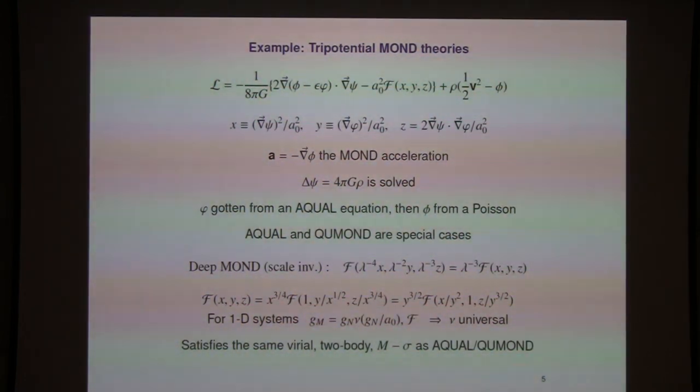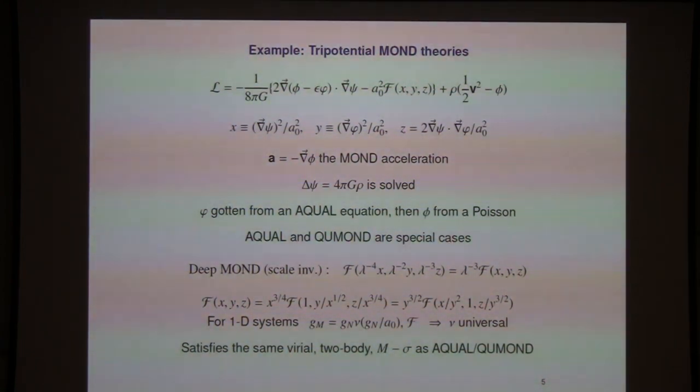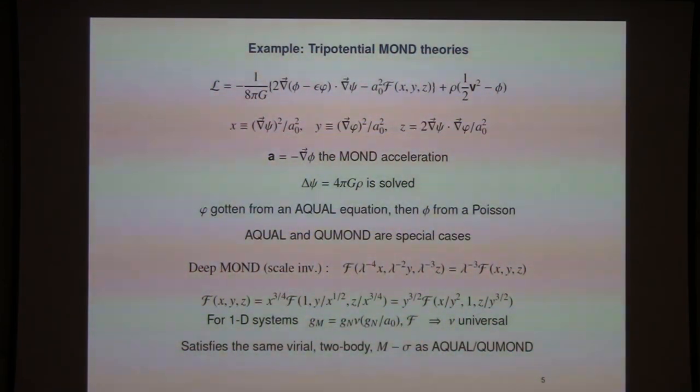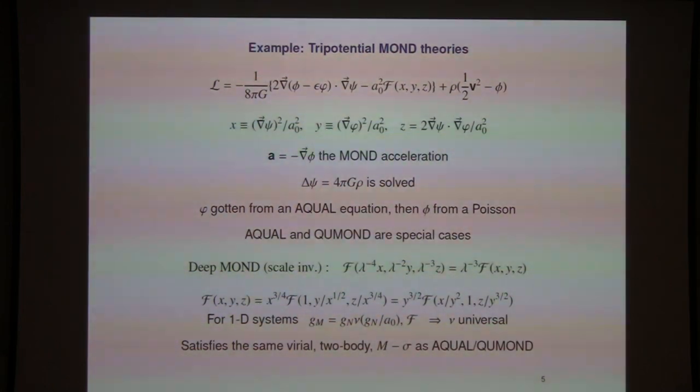So for example, if you go to the deep MOND regime, in QMOND and in AQUAL, where there's only one function, scale invariance dictates that in the deep MOND regime, everything is given. I mean, there's no free function anymore. So for example, the mu function in AQUAL has to go to x, mu of x has to go to x. So there's no free function yet to specify there, similarly in QMOND.